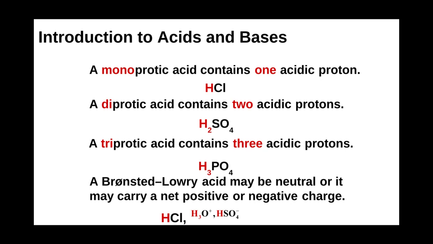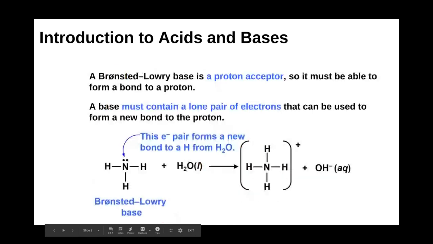Now, our Brønsted-Lowry acid can also be neutral, or it may carry a net positive or negative charge. In this case, hydrochloric acid has a net neutral charge. We can look at hydronium, which we've talked about before. It can be a Brønsted-Lowry acid, and it carries a positive charge. Or, I don't remember what this one's called off the top of my head, it carries a net negative charge. So it can be neutral, positively charged, or negatively charged. So those are our acids.